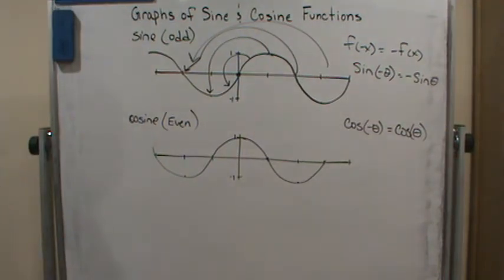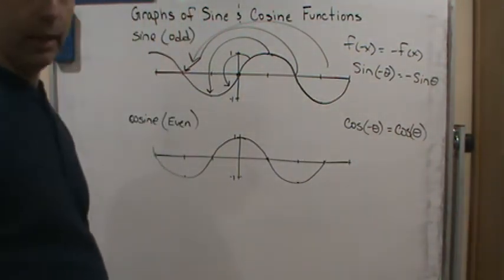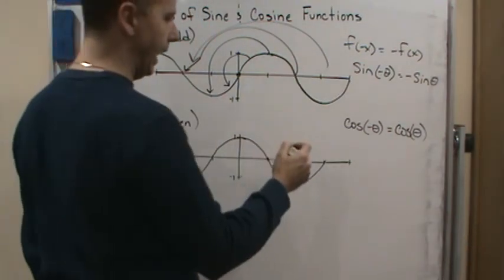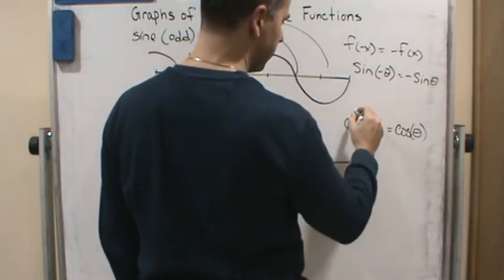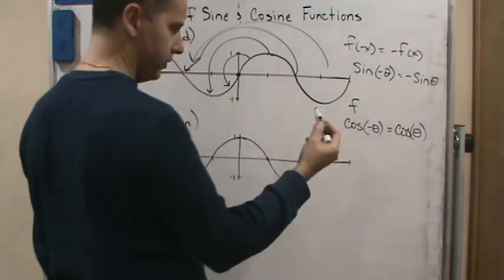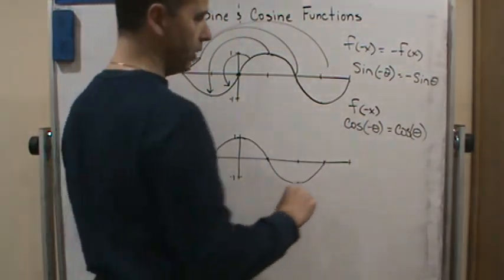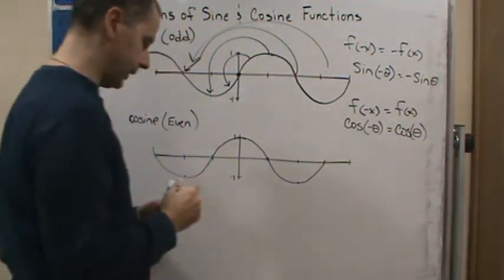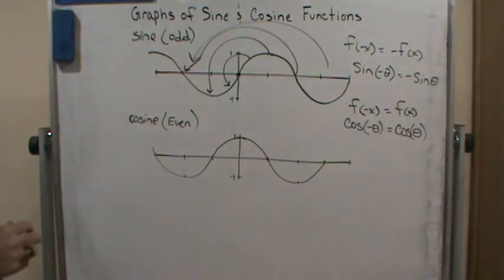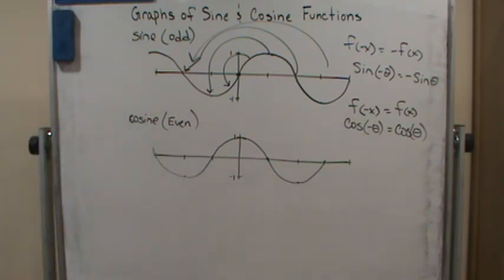So cosine, remember, cosine and secant are even functions. The rest of them are odd. And again, this is based on the general idea of the definition of even. It means that if you take the opposite value of x, you get the original function back. And so you can easily see from the graph that sine functions are odd, cosine functions are even.